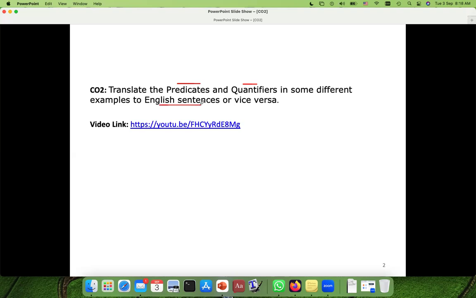Or in a short way, you will have some mathematical equations in which you have these predicates and quantifiers. You have to convert those mathematical equations into English sentences, and vice versa. English sentences will be given to you and you have to form or build the mathematical equations using these two concepts, predicates and quantifiers.